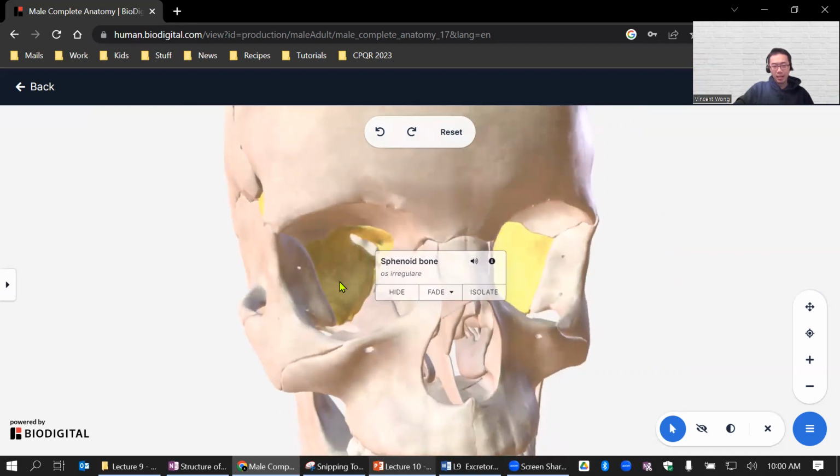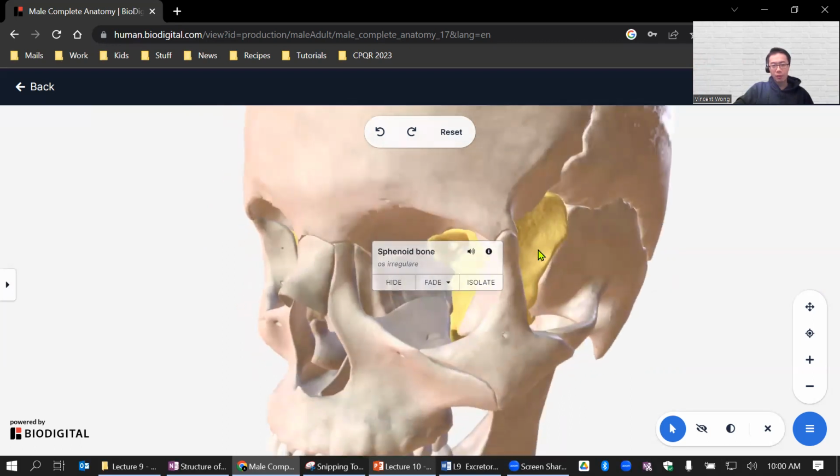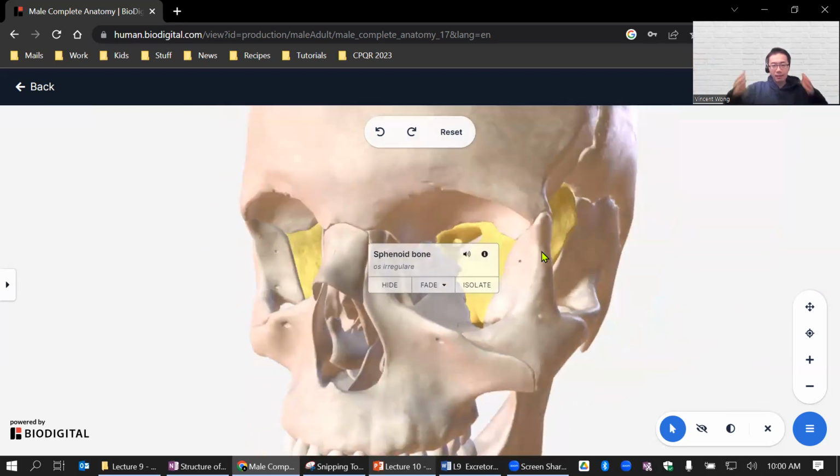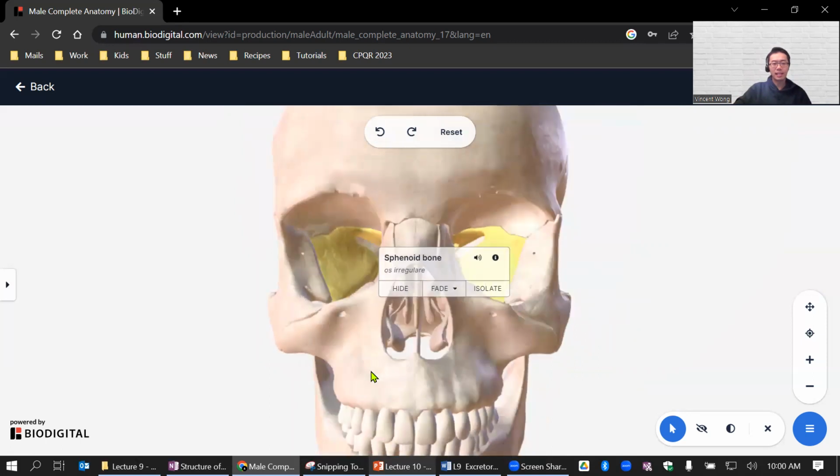So the right optic nerve goes through it, the left optic nerve goes through it, and then at the back, they're going to cross over, right? The optic chiasma. So everything is connected.